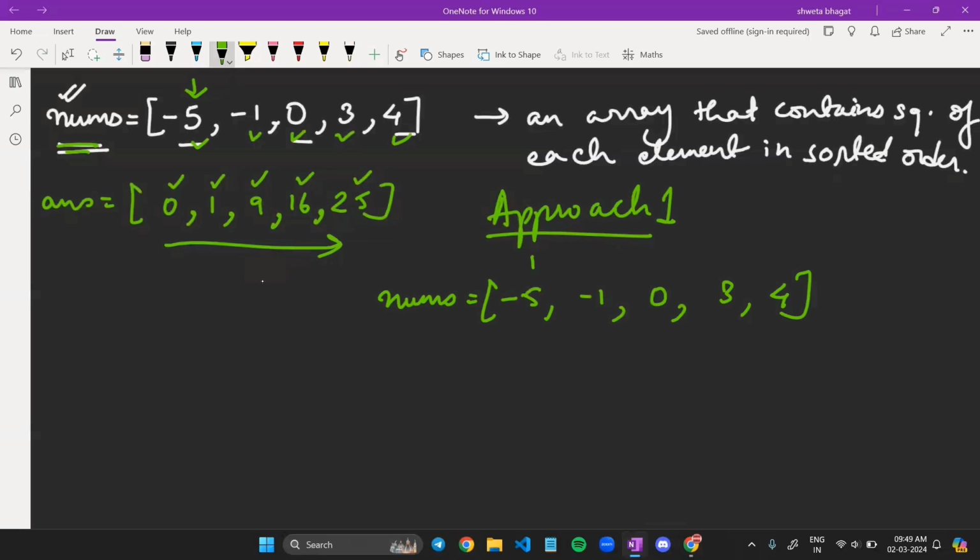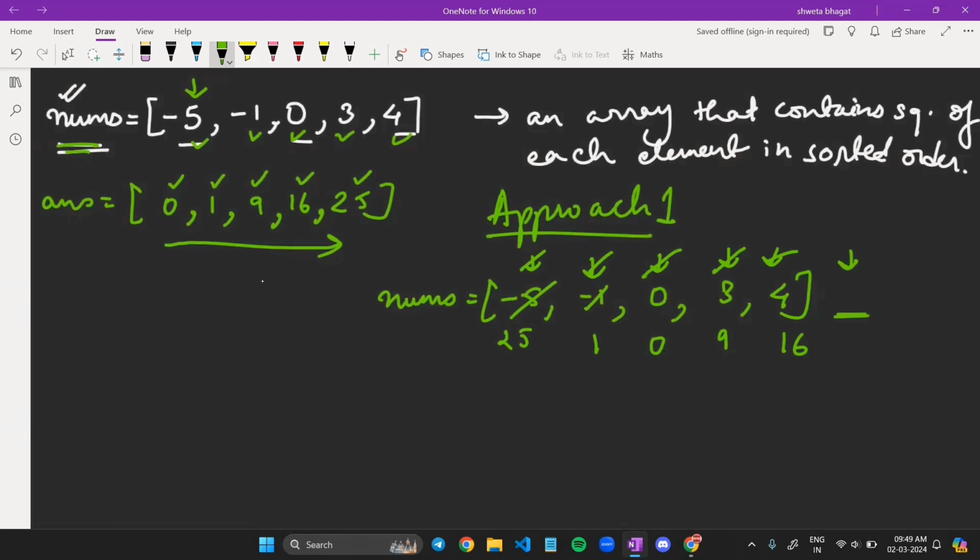We are present at -5, so we'll replace this -5 with its square. It would become 25. Then we'll move forward. We'll replace this -1 with its square. It will become 1. Then we are at 0. We'll replace it with its square. It will become 0. Then we have 3. We'll replace it with its square. It will become 9. Then we have 4. We'll replace it with its square. It will become 16.